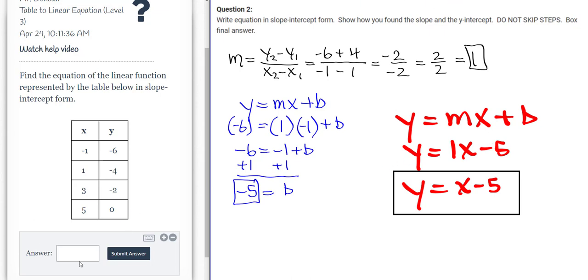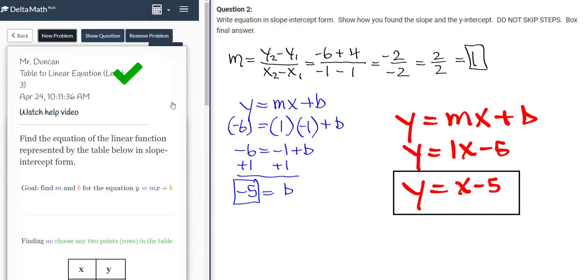All right, let's see how we did. y equals x minus 5. Good to go.